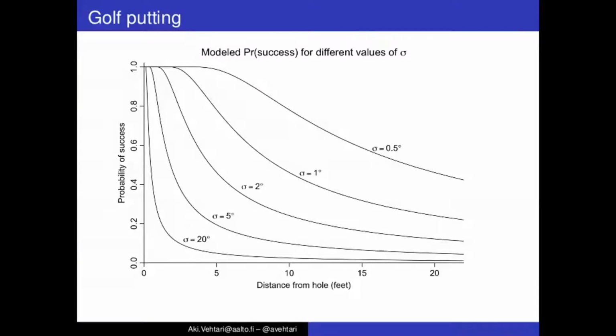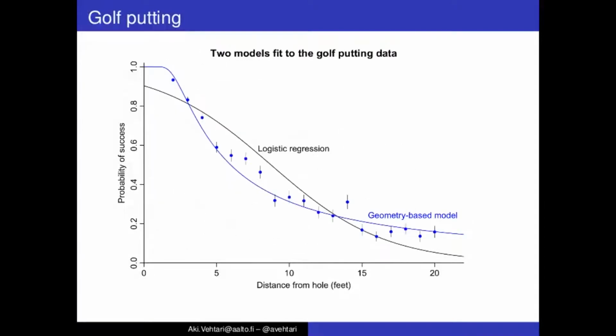And then we can go look at the fit to the data, and here we have fitted both the logistic regression and this very simple geometry-based model, and we can see the geometry-based model is doing much better. And so by taking into account this domain expertise, first principle geometry idea, we were able to make quite a good fit just with one parameter instead of making the model more flexible and doing a non-parametric fit to the data.